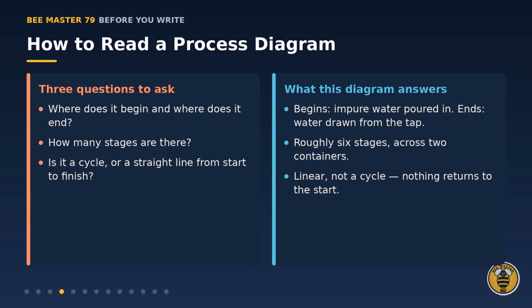Before writing a single word, ask 3 questions. Where does the process begin, and where does it end? How many stages are there? And is it a cycle or a straight line? For this diagram, the answers are clear. It begins when impure water is poured in, and it ends when clean water is drawn from the tap. There are roughly 6 stages spread across 2 containers, and it is linear, not a cycle, because nothing ever returns to the starting point. Those 3 answers are, in effect, your overview paragraph already written.